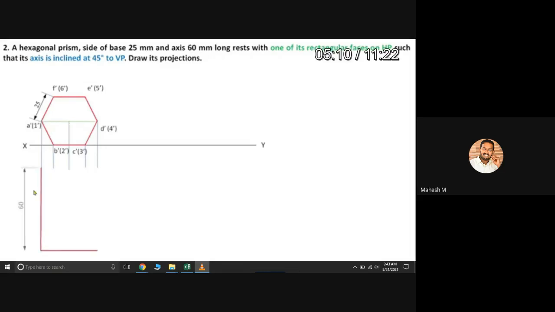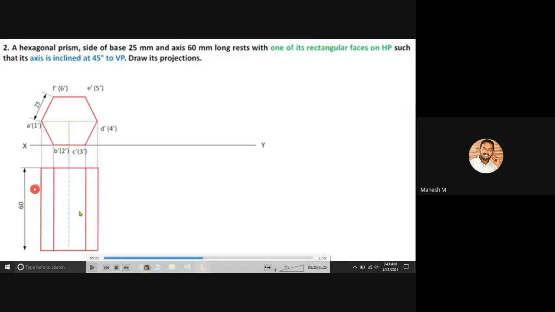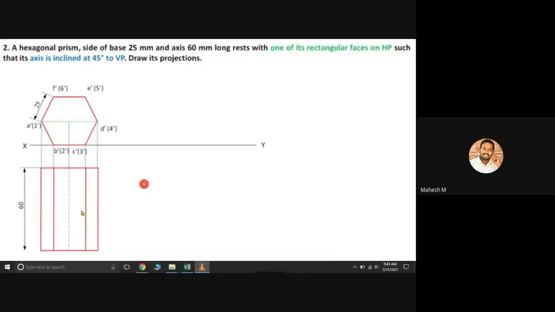Then you can connect these lines with vertical lines. The value should be 60 mm. So you can connect like this with a height of 60 mm.